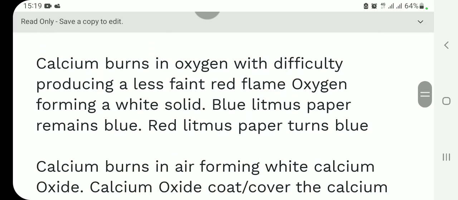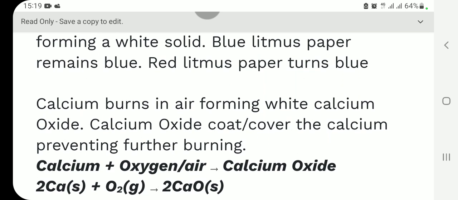Calcium burns in oxygen with difficulty, producing a pink-red flame, and forms a white solid. So we have two white solids, magnesium oxide and calcium oxide. Magnesium oxide is white, calcium oxide is white. Blue litmus paper remains blue, red litmus paper turns blue.